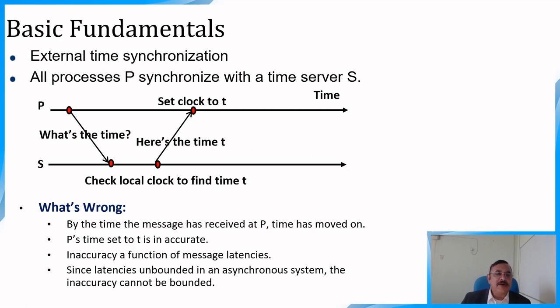So let us see some of the basic fundamentals of external time synchronization. Here you can see that all the processes P synchronize with the time server S using message exchange. So what is wrong here in this case? P will send a message, what is the time, and S will respond, here is the time T, and P will set its clock to the time T. What is wrong with this particular way of synchronizing the clock? By the time the message has been received at P, the time has moved on, and P's time set to T is inaccurate. The inaccuracy is a function of the message latency, and some latencies are unbounded in an asynchronous system. So the inaccuracies cannot be bounded.